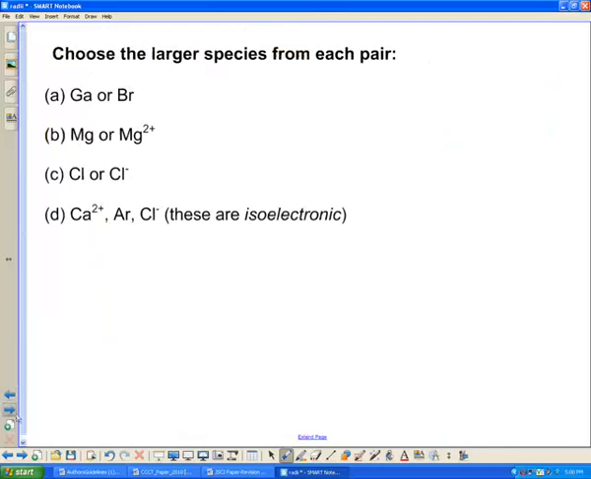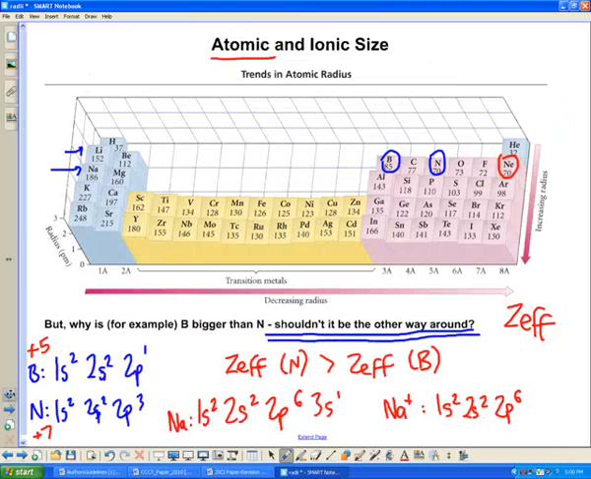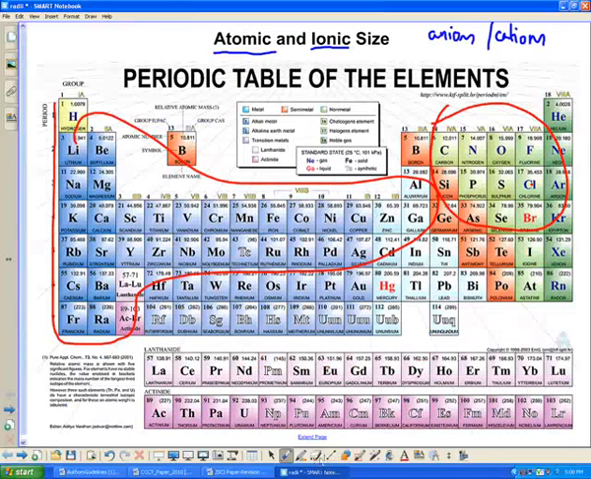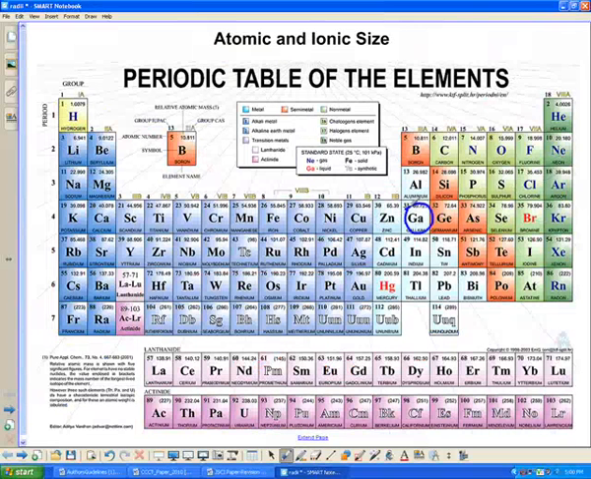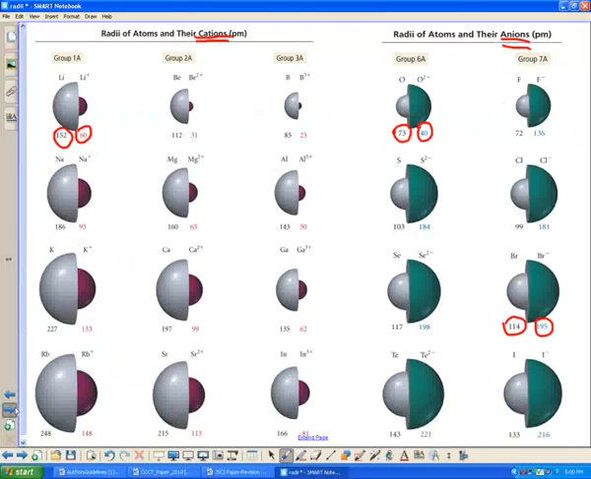Alright? So, let's see if we can answer a couple of questions here. Choose the larger species from each pair. I should say set, because part D asks us about 3 atoms, 3 species. Gallium or bromine? Now we need a periodic table here to help us figure this out. Where is gallium? Gallium is here. Bromine is here. These are in the same period. So what did we say before? We said the atomic size decreases left to right. So therefore the smaller one we'd expect to be bromine. Alright? So therefore the larger atom would be gallium.